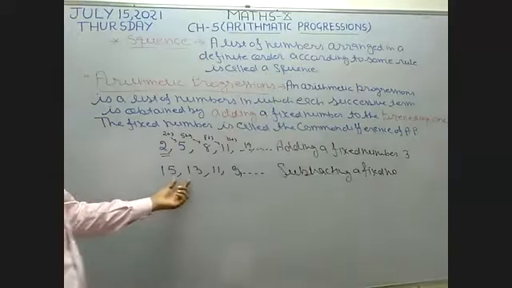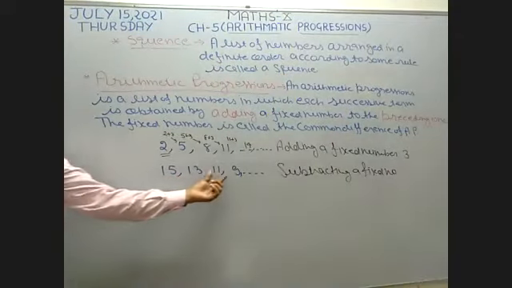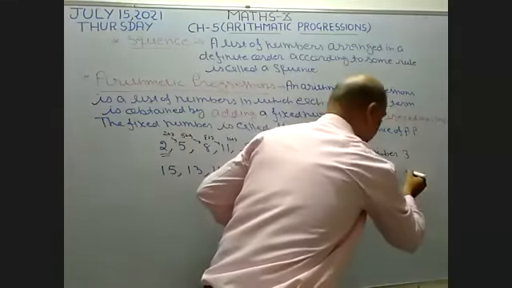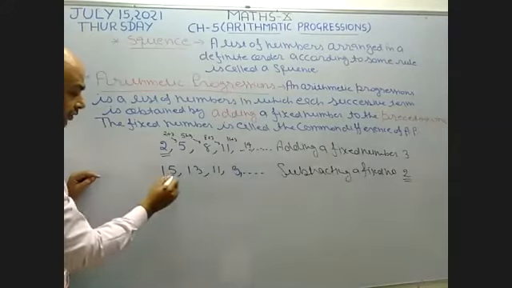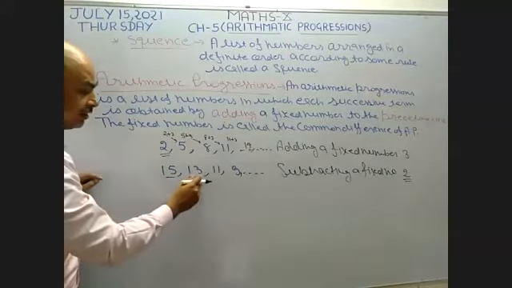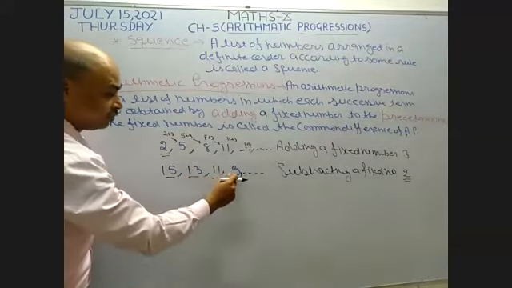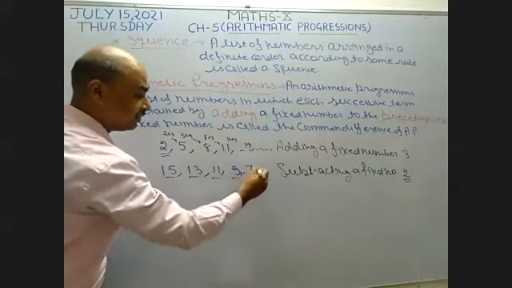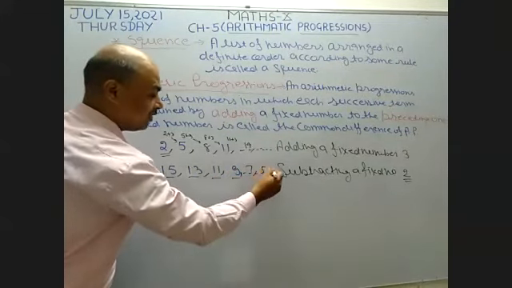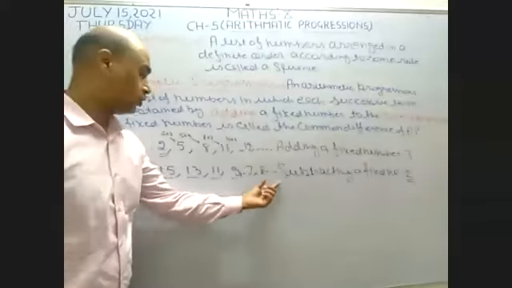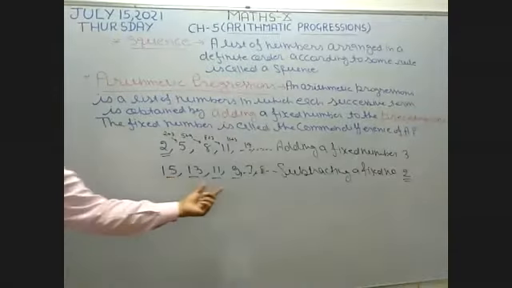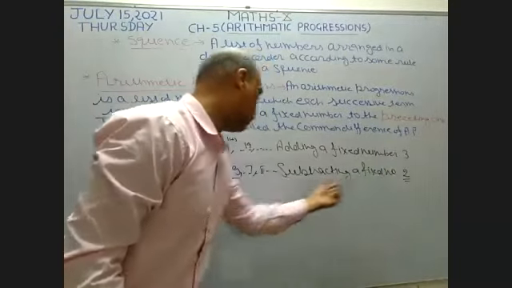Subtracting the fixed number. What is the difference between these two numbers? 2. So subtracting the fixed number, which is 2. I want to subtract 2 from this. 15 minus 2, 13. 13 minus 2, 11. 11 minus 2, 9. 9 minus 2, 7. 7 minus 2, 5. In this way, this sequence is produced. So this is a sequence of subtracting a fixed number 2 from the first one.